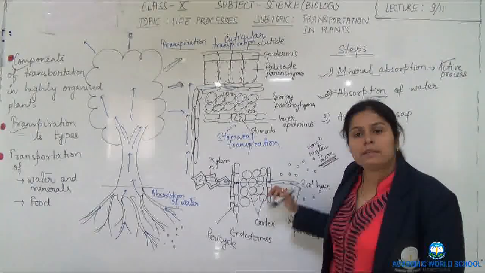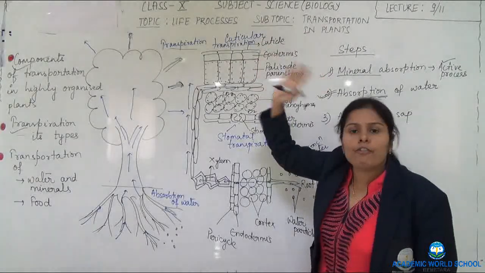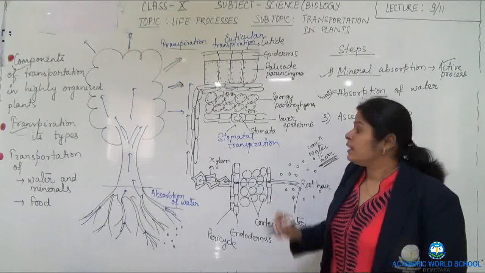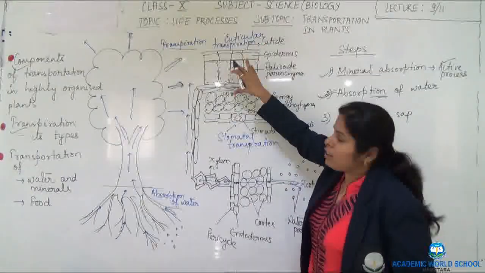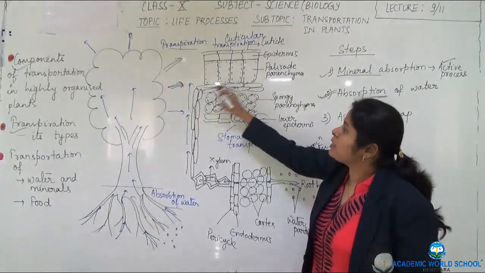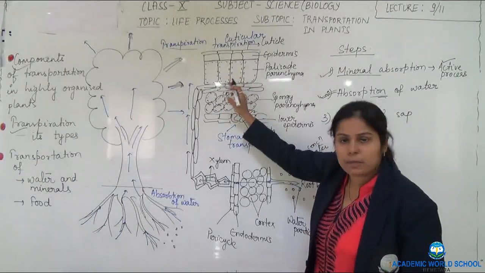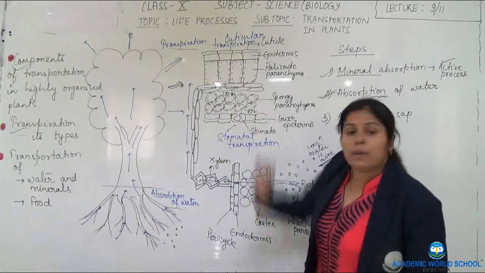The pressure created by this water is not enough to supply it to 5 meters or 4 meters. Here you require this transpiration pull theory. This transpiration pull theory means when the water is lost, a deficiency of water is created here. Water from adjacent cells will come to supply the empty space, and thus this column of water will move up.